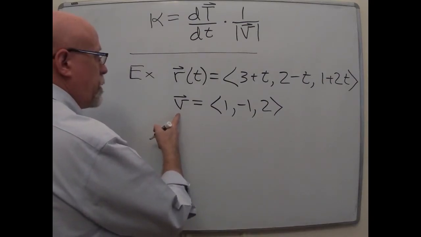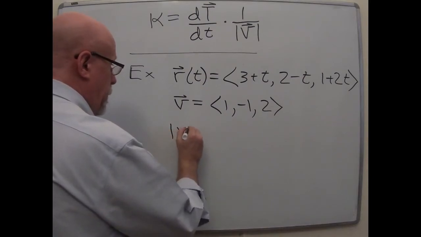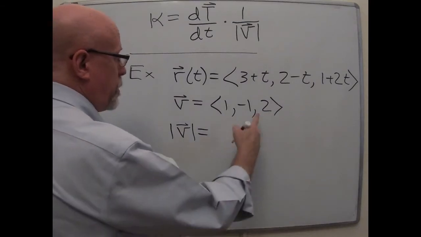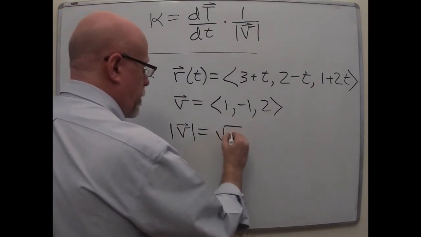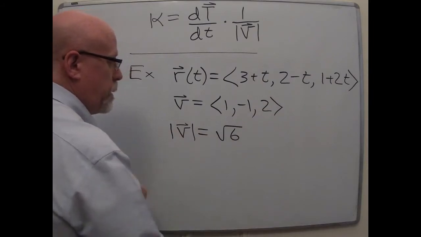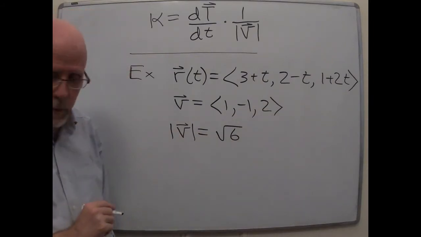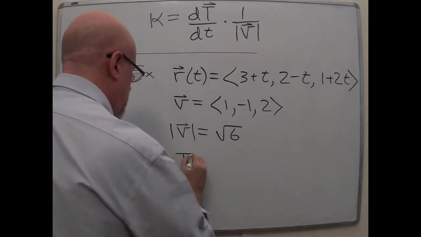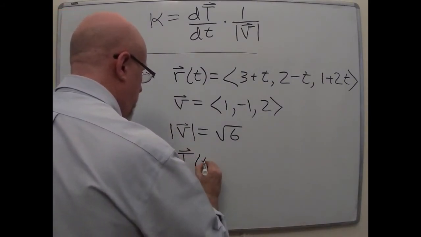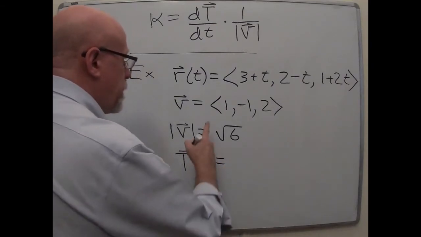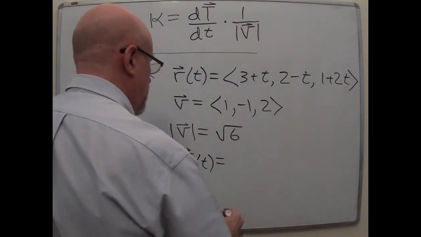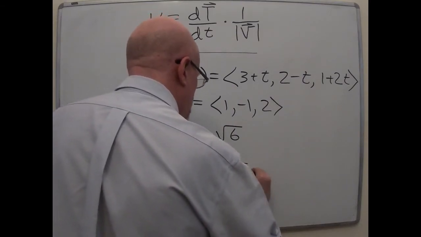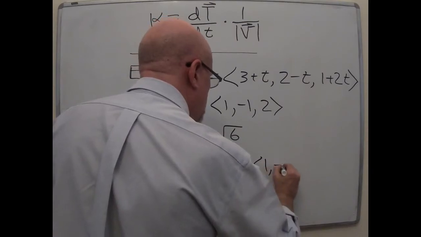The velocity vector's length, this is the speed, as we follow this parameterization, would be the square root of the sum of the squares, which in this case is square root of 6. 4 plus 1 plus 1, right? Root 6. The tangent vector, the expression for the tangent vector as a function of time now, is take the velocity vector and divide by its length. So you get 1 over root 6 times that velocity vector.